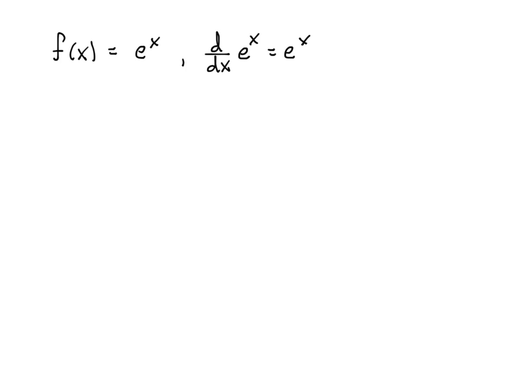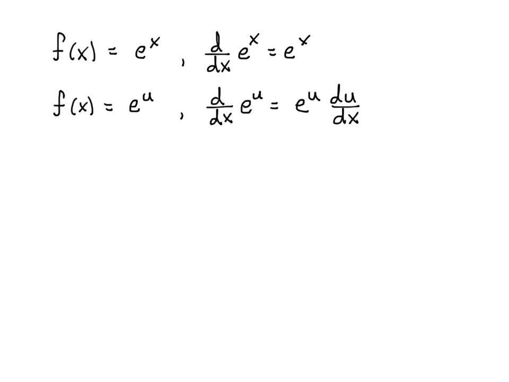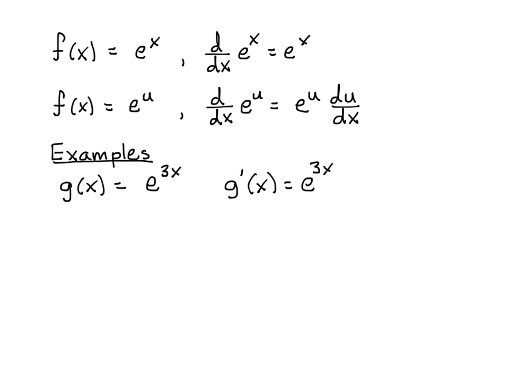So just to remind you, the derivative of e to the x is e to the x. When it's e to the u, we have to use the chain rule. So the derivative of e to the u is e to the u times du dx. So some examples, we did these last week, like if we have g of x equals e to the 3x, the derivative is going to be e to the 3x times the derivative of 3x, which is just 3. All right? And so we'll rewrite it as 3e to the 3x.